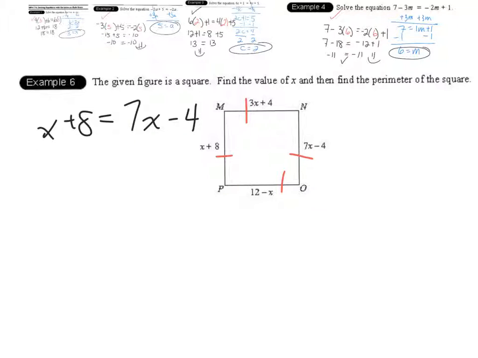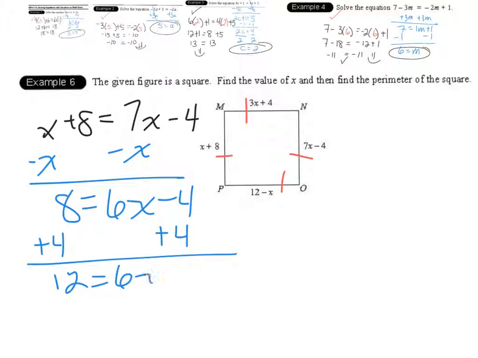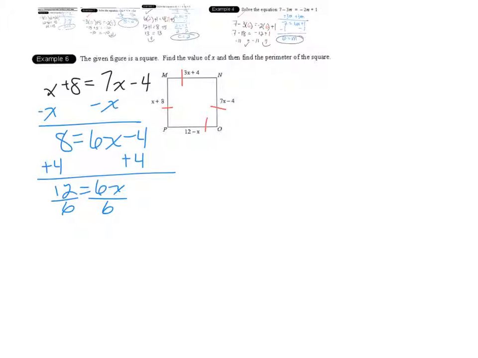So first I said find the value of x, so I'm going to subtract x from both sides of the equation. So I have 8 equals 6x minus 4. Add 4 to both sides of the equation. So I have 12 equals 6x, and the undo of times 6 is divide. Divide both sides by 6, and we have x equals 2.